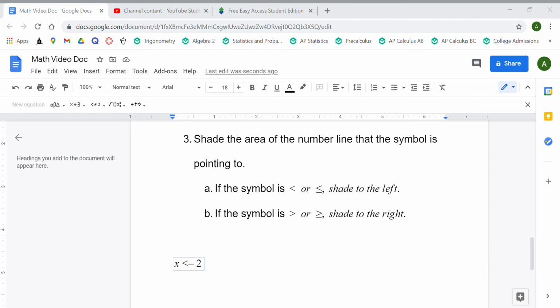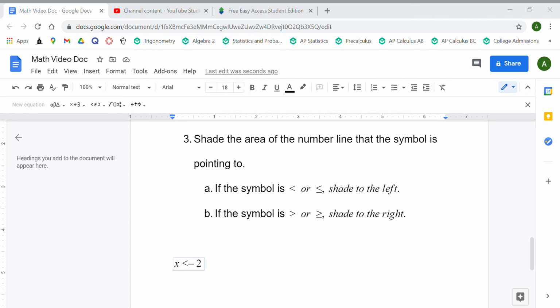So it's x is less than negative 2, right? Yes, it is. So we're going to put negative 2 in the middle. I'm going to label these other two lines, and then notice that this is a less than sign, meaning that it cannot be equal to negative 2.